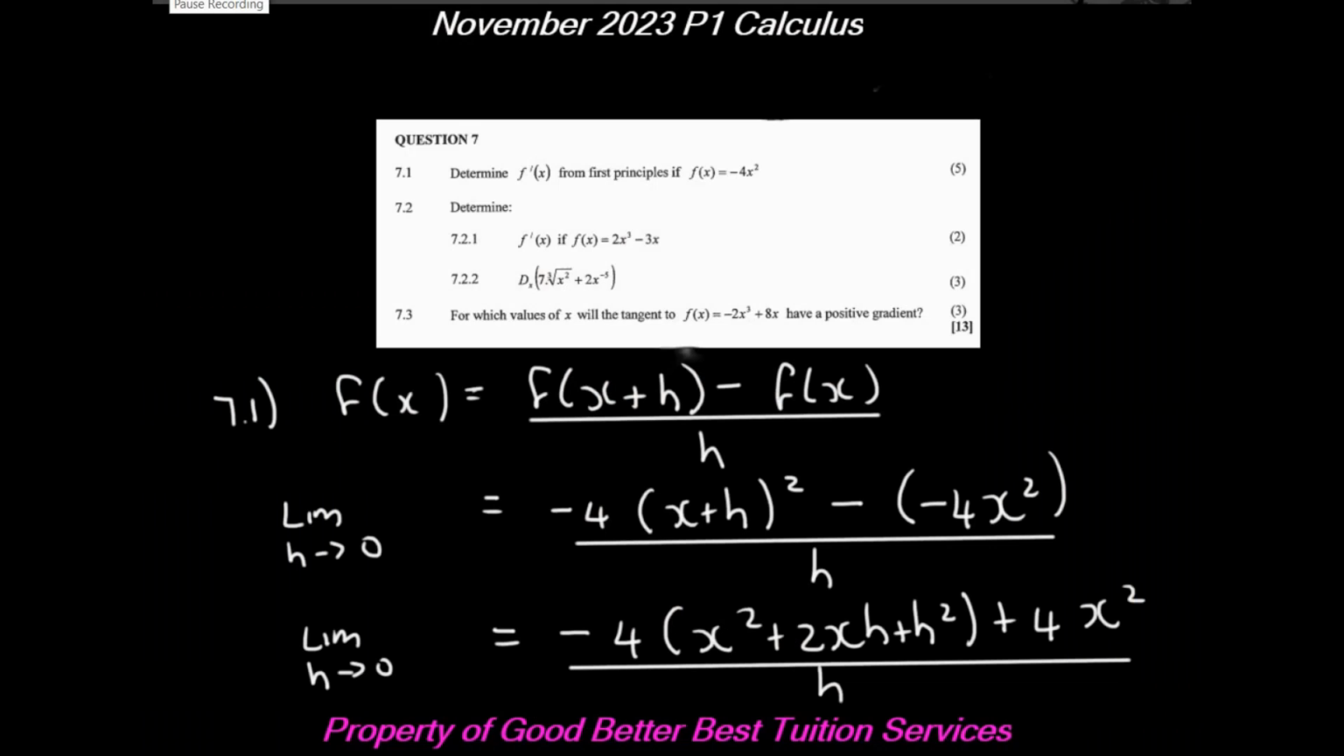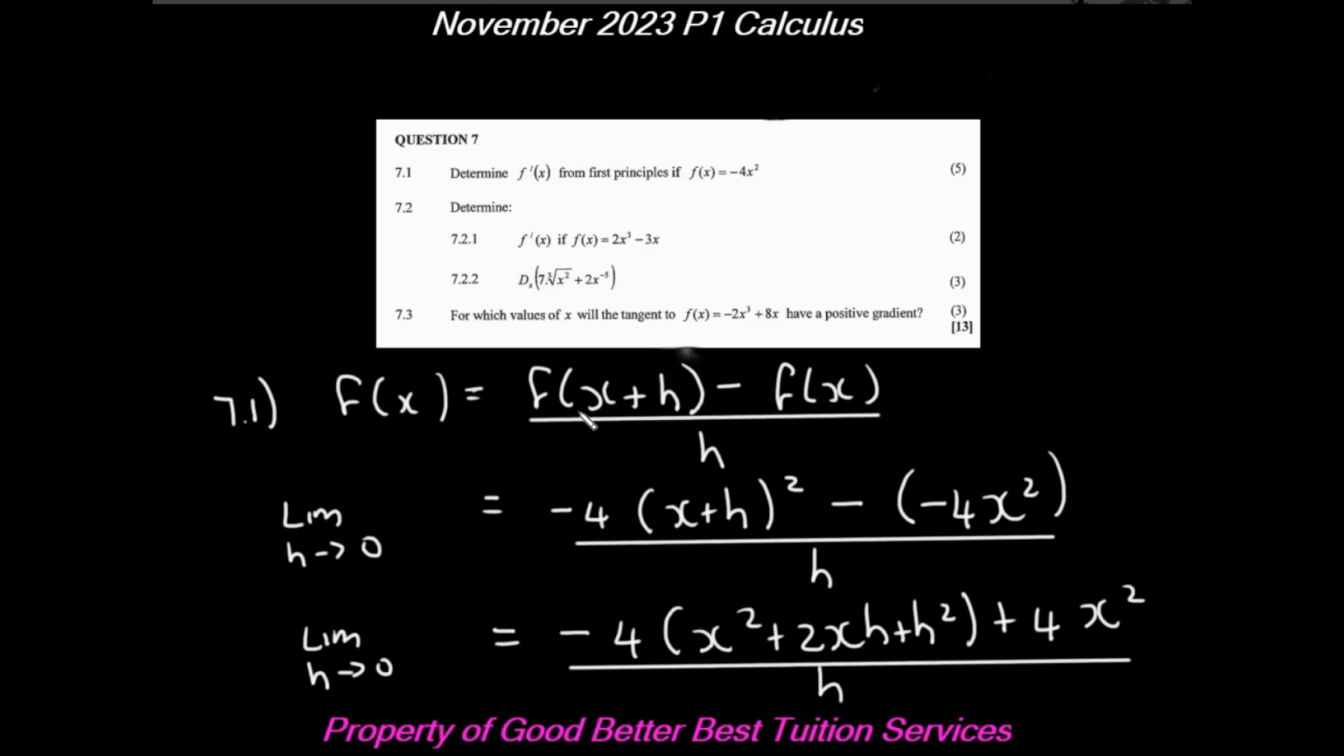Hi there everyone. Today we are going to be looking over the November 2023 Paper 1 Calculus. So let's get started with 7.1. Our question says that we need to determine from first principles the derivative of f(x) equals negative 4x squared. Right, so what we need to do is go ahead and substitute.